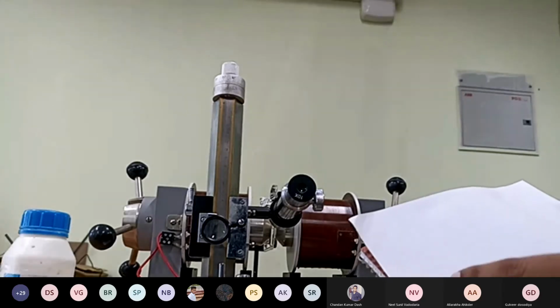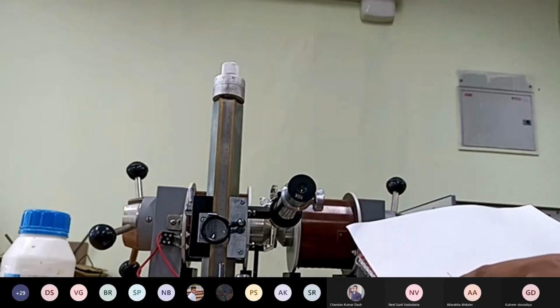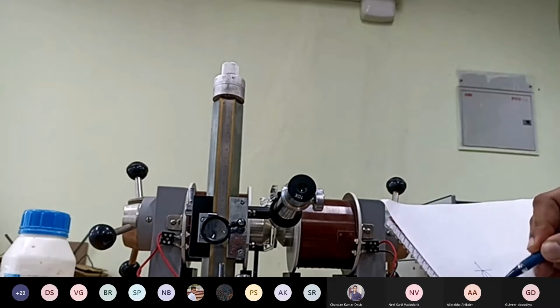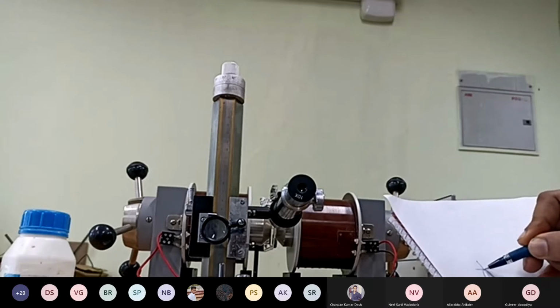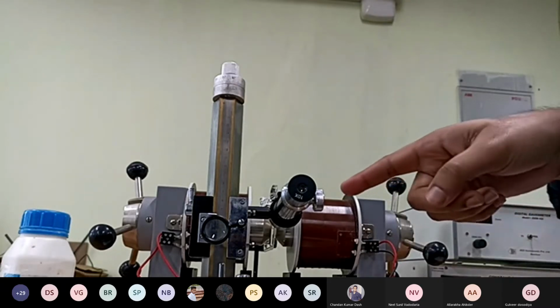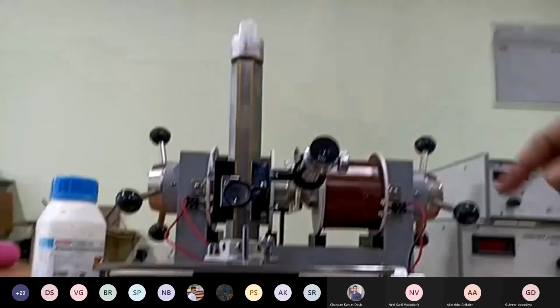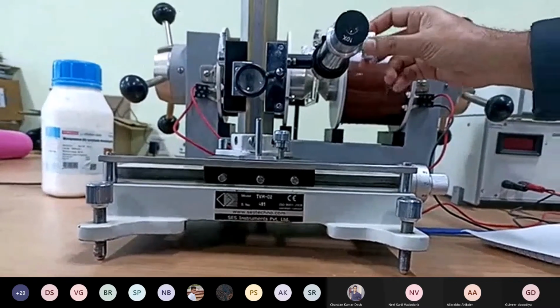So there is a crosshair here. We can see the crosshair, and we will have to adjust the level. It will be inverted and it will be like this. So the top of the crest will be at the middle of the cross section of the crosshair. Okay, so this is the focusing knob. We'll focus through this.